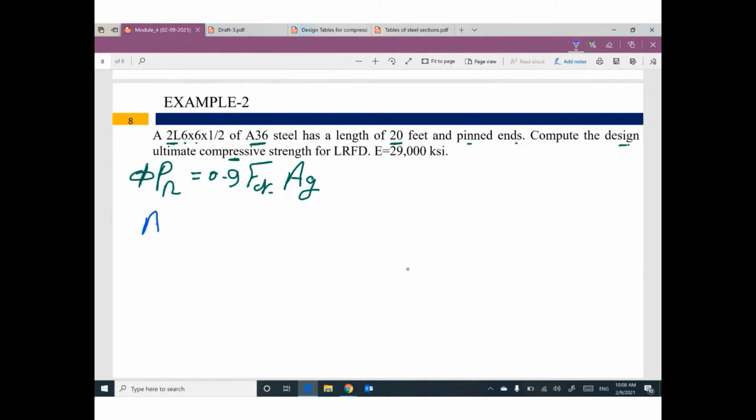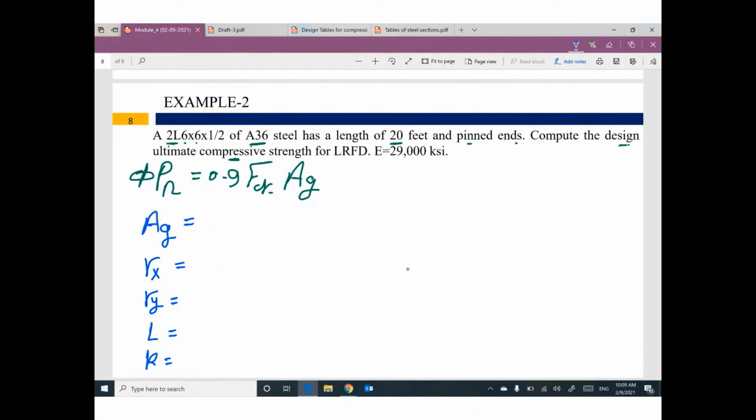What is the value of area gross? What is the value of R small x? What is the value of R small y? What is the value of L? What is the value of K? All of this information we need to answer. Okay, I'm gonna open my table one more time. The angles are double angle 6 by 6 by 1/2.